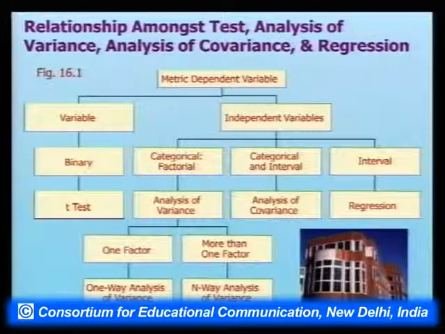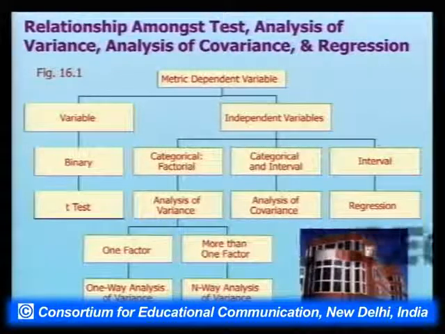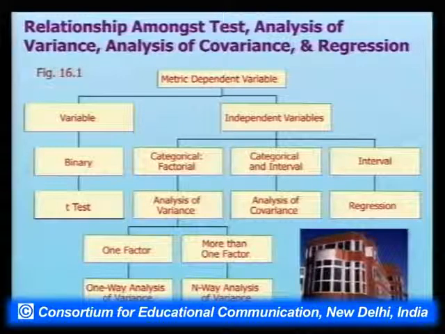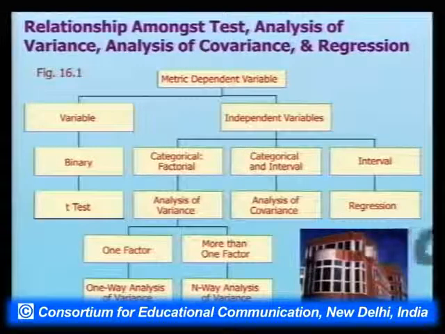So if the independent variable is binary and the metric dependent variable is 1, then we can have independent sample t-test. However, if the metric dependent variable is there but independent variables are all categorical, then we use what is called analysis of variance. If there is only one independent categorical variable, we call it one-way analysis of variance. If there are more than one, we call it n-way analysis of variance, if there are n independent categorical variables.